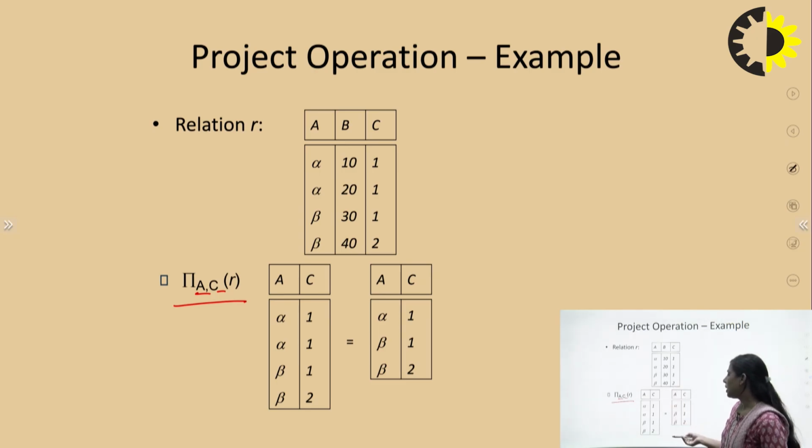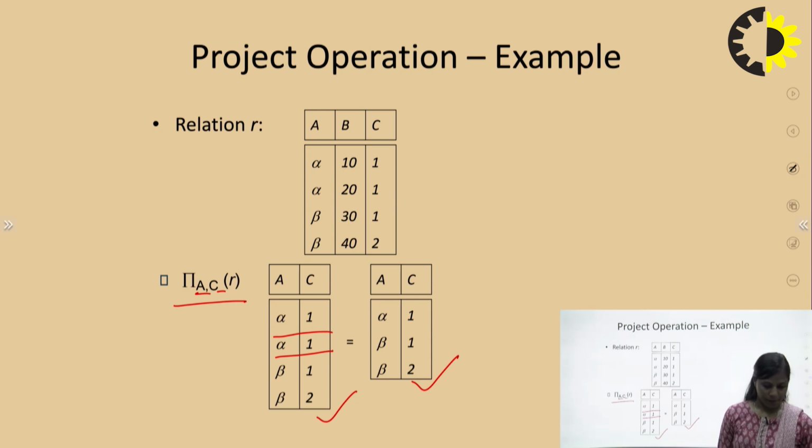But sometimes it will delete the duplicate values. It will eliminate the duplicate values. That's why over here this value appears multiple times, but we mention it only a single time. This is how the project operation works.